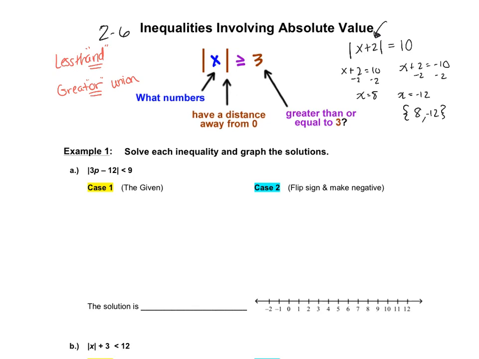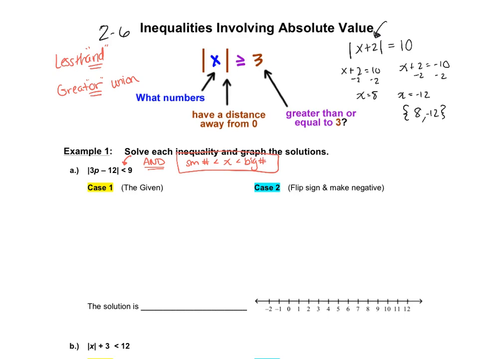So I see already in example 1a that this is a less than sign. So I know this is going to be an and, which would look like, I had told you guys, small number, less than or less than or equal to x, less than or less than or equal to big number. That's how you'd have to write your final answer.